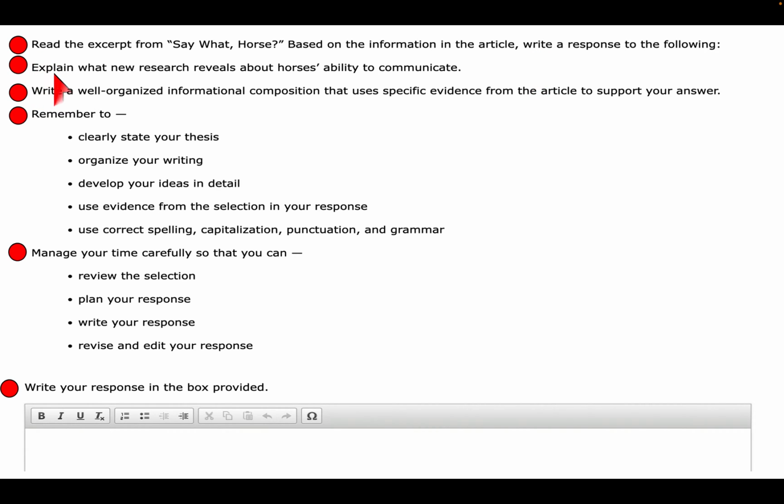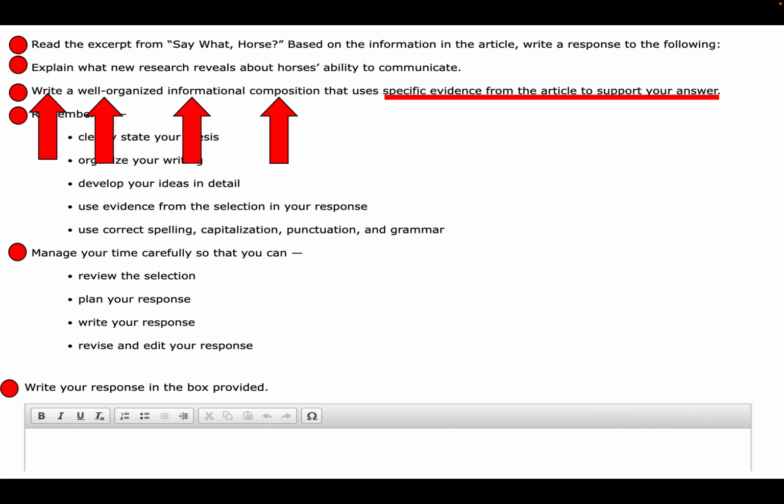Then it says explain what the new research reveals. So in this one, I'm going to explain something. Then it goes further than that. It says write a well organized informational composition. Well, what does composition mean? That means essay. So this prompt is actually telling me that I need to write an essay. Where the previous one was just telling me to give an answer, this one is telling me to write an essay. It also goes on and says that I need to provide evidence to support my answer. But it doesn't stop there.